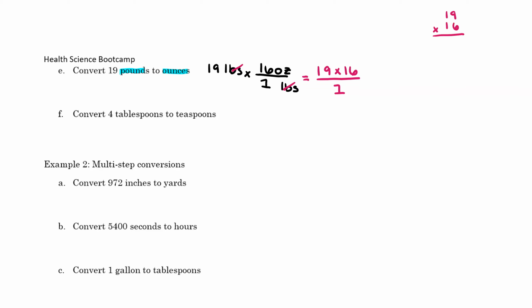So 6 times 9 is 54. 6 times 1 is 6, plus 5 is 11. 1 times 9 is 9, and 1 times 1 is 1. So I'm going to add these together, and I get 304. So 304, technically over 1, makes just 304 ounces.